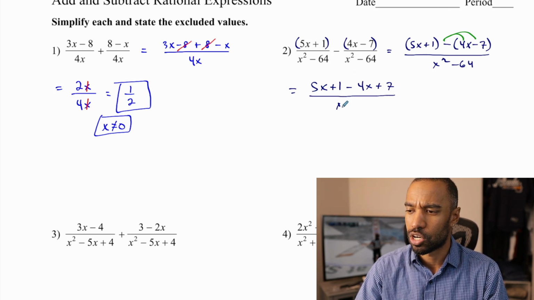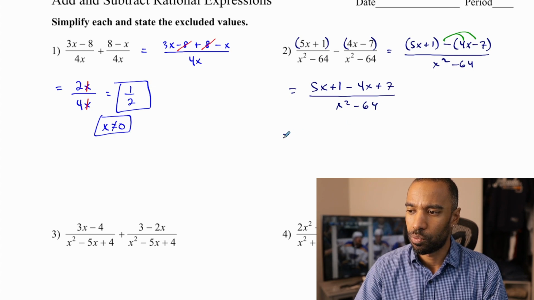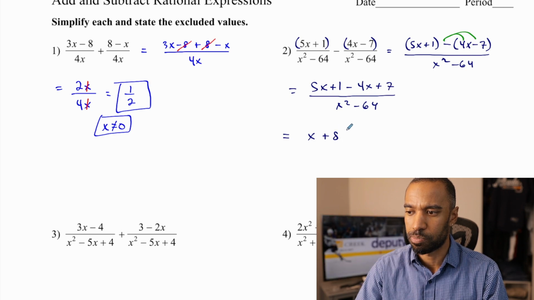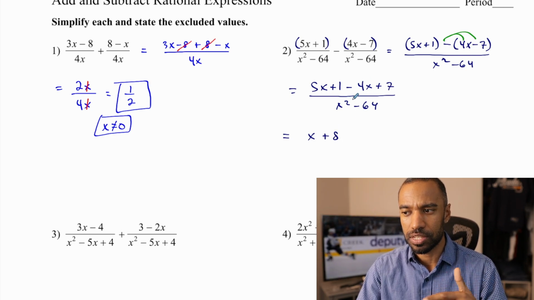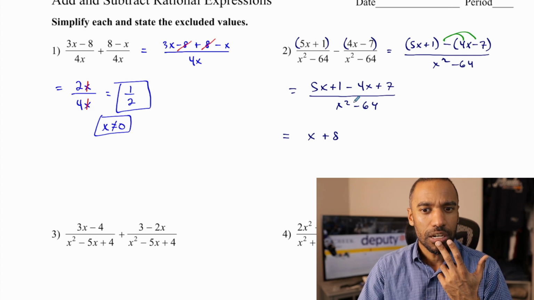All right, now let's combine like terms here. And we'll get 5x minus 4x is 1x, and 1 plus 7 is 8. So I get x plus 8 here. Now, I haven't done anything yet with this x squared minus 64, and maybe I should.